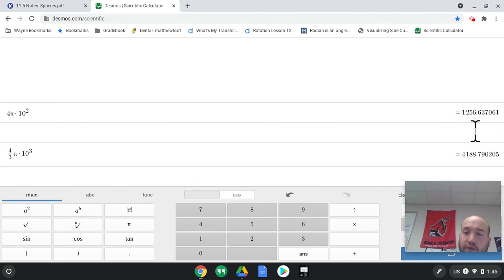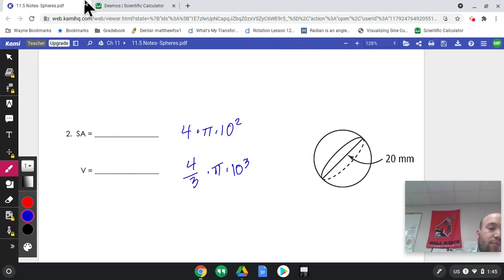So we have 1256.64. That's the surface area. For the volume, 4188.79. Okay, so these are pretty easy problems. I'm hoping you know how to do this by now, even with just 2 examples. Very easy, very simple.